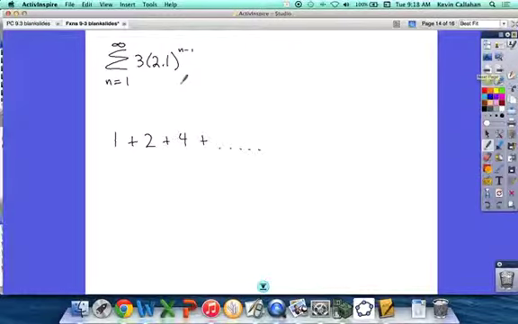Like in this problem here, it's an infinite sum. What is the value of r? 2.1. Can't do it. It's greater than 1. Or actually, the way you'd probably see it written, it would probably say something like this. Doesn't converge.